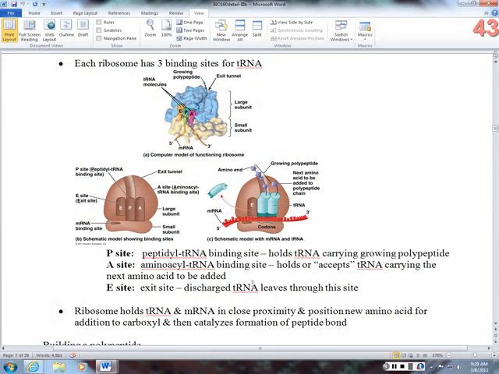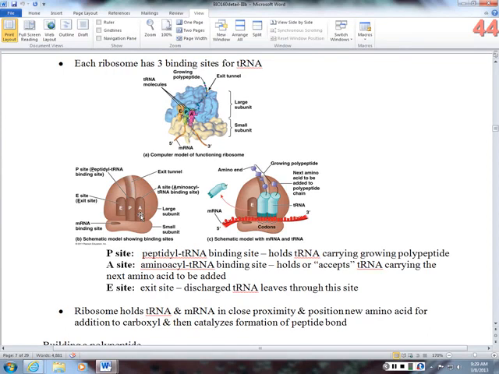The P site is going to hold the growing polypeptide. Its real name is the peptidyl tRNA binding site. The way I remember it is I look at it and it's going to hold the growing protein in there. And that's, the P goes together with that.